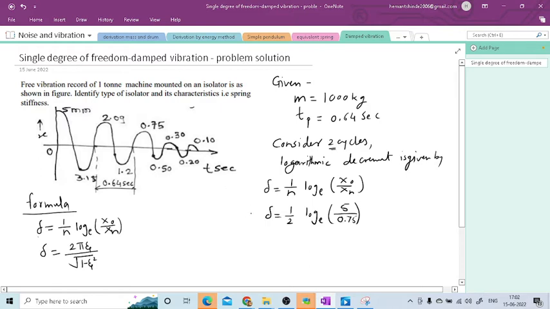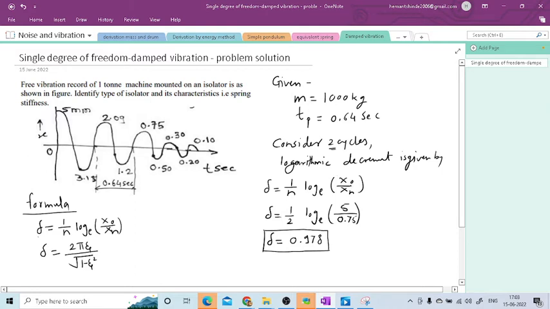Suppose if I select one cycle, then here the n will be 1, instead of 2 I'll write 1, and here instead of 0.75 I'll write 2.09. Okay, so solve this one to get the value of delta. After solving on the calci, we'll get the value of delta, and this delta is nothing but 0.978.